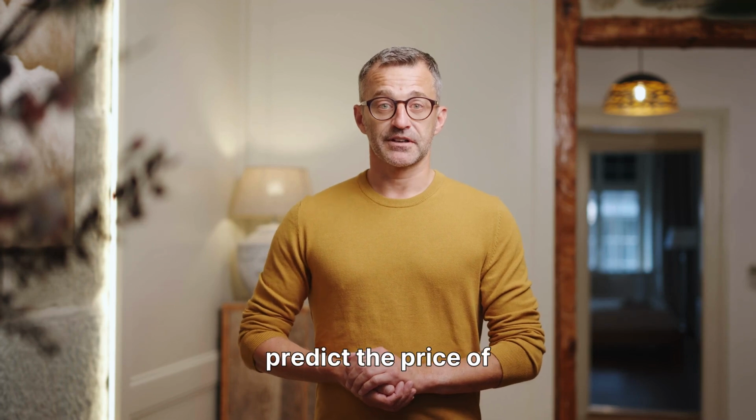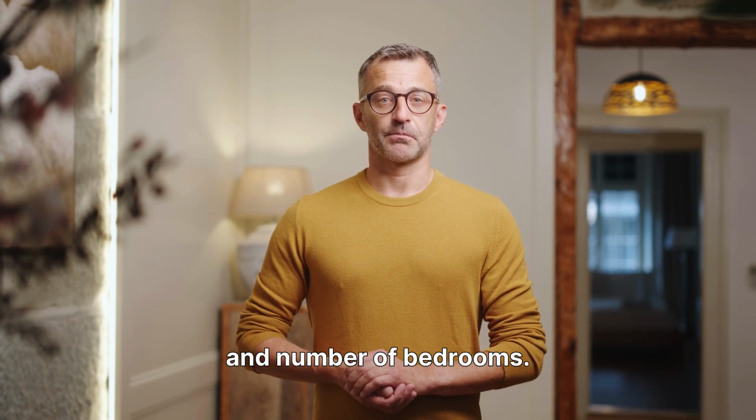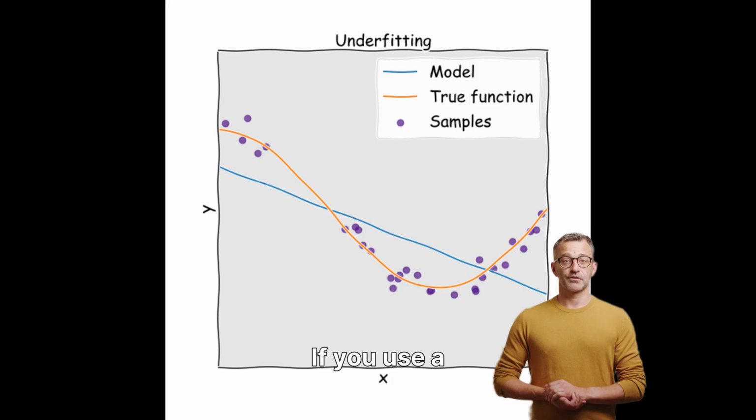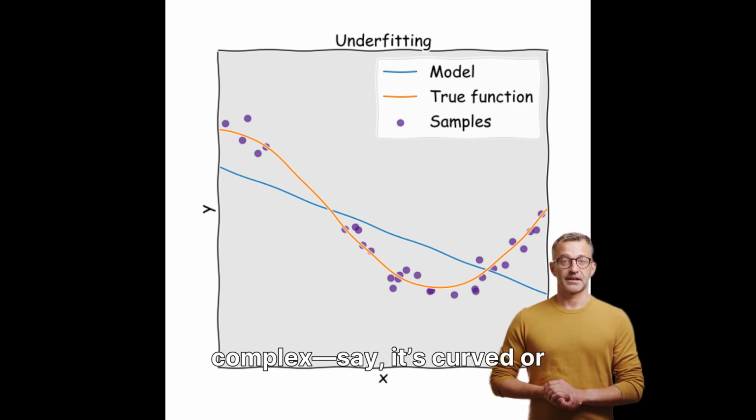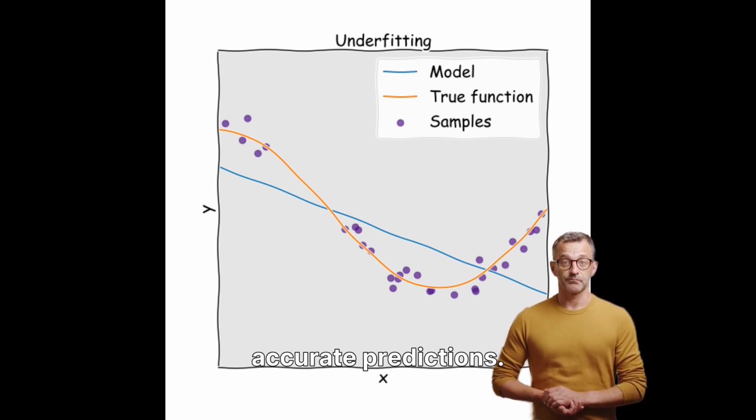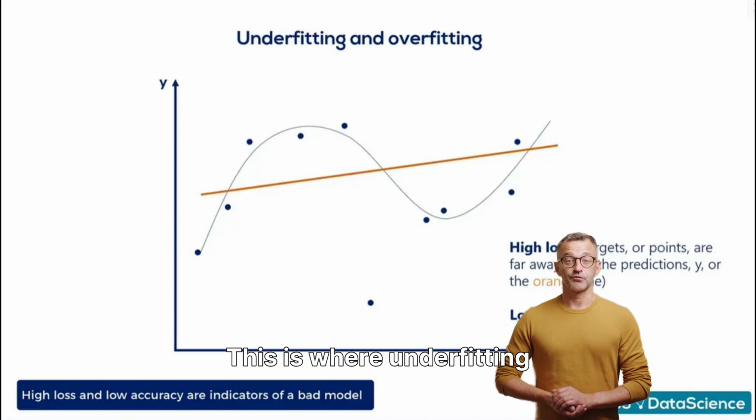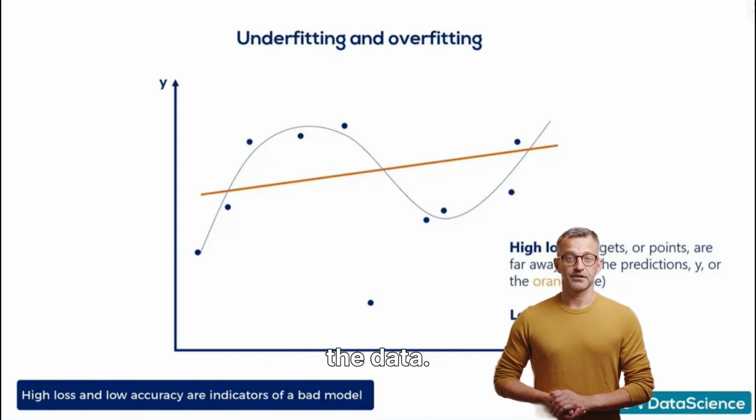Imagine you're trying to predict the price of houses based on various features like size, location, and number of bedrooms. If you use a simple linear regression model but the relationship between these features and house prices is actually quite complex, say, it's curved or has multiple peaks, your model will struggle to make accurate predictions. This is where underfitting comes in. The model is too simplistic, failing to capture the true complexity of the data.